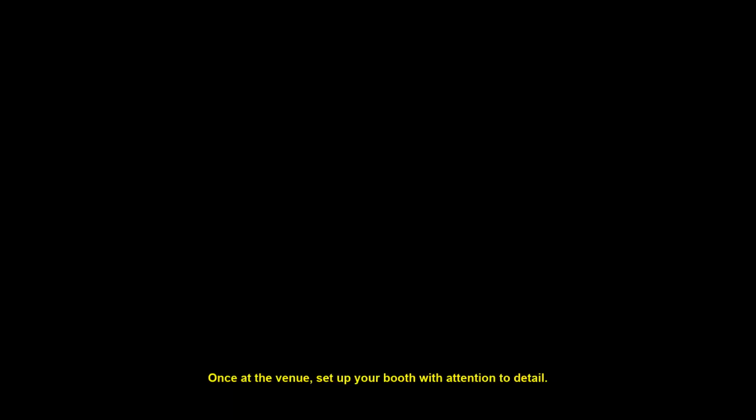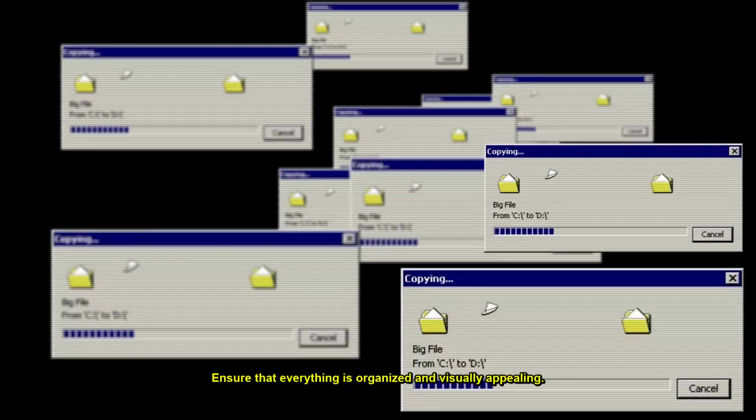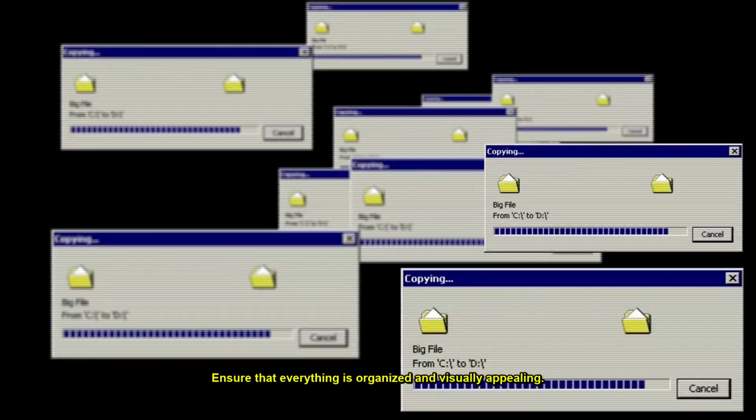Once at the venue, set up your booth with attention to detail. Ensure that everything is organized and visually appealing.